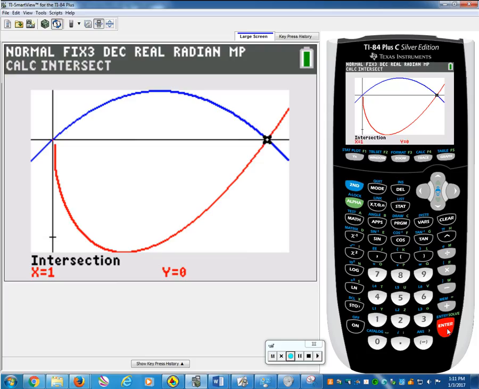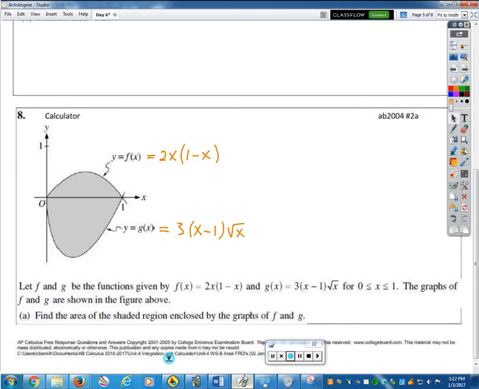Perfect. So back to the problem on the sheet. We're supposed to be finding the shaded area. Quick story that relates perfectly to this.